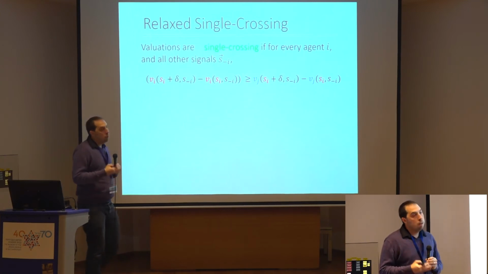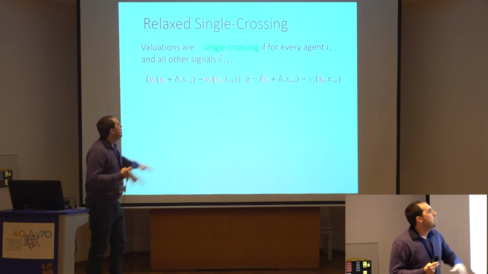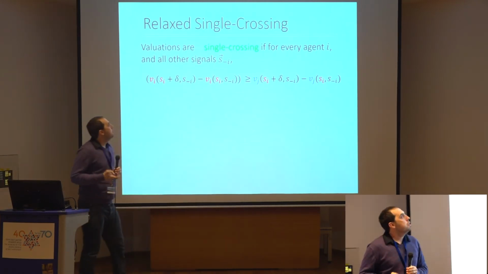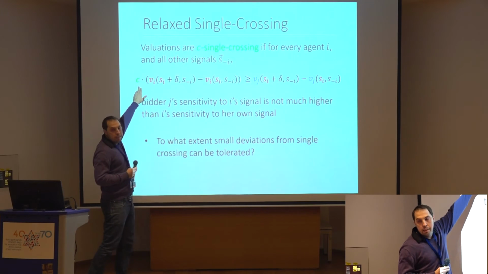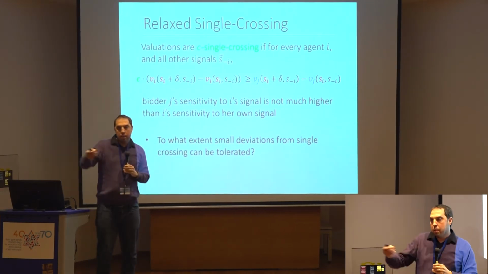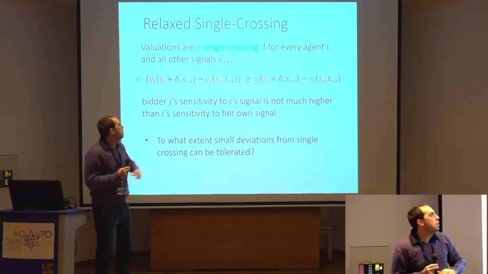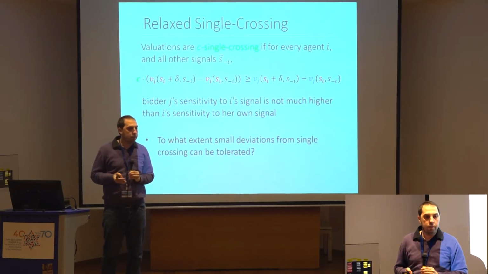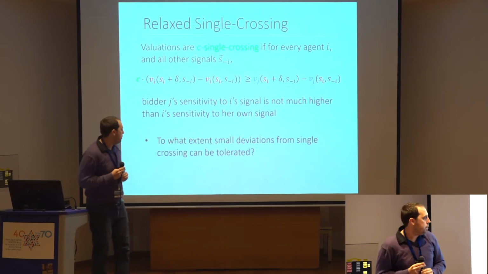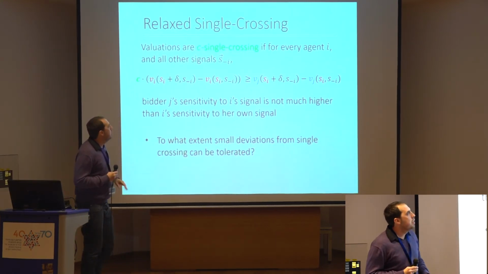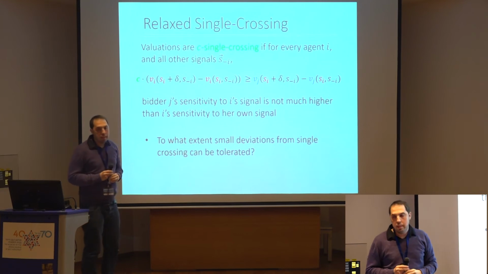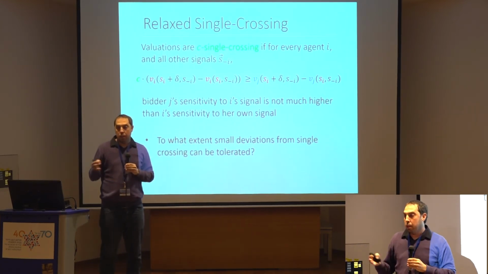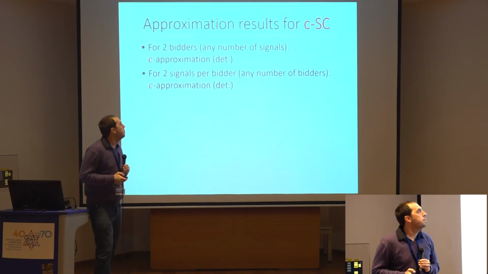How about if we're close to single crossing somehow? So this is the standard single crossing condition. And what we call C-single crossing is just adding a C here. So somebody else can be more sensitive to my signal, but at most by a factor of C. This is a very natural relaxation of the single crossing property. And we ask to what extent does deviating from single crossing affect what we can have by truthful mechanisms?